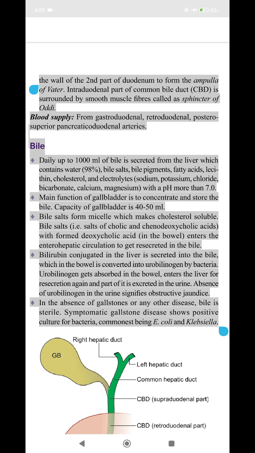Bile. Daily up to 1000 ml of bile is secreted from the liver, which contains water 98%, bile salts, bile pigments, fatty acids, lecithin, cholesterol, and electrolytes: sodium, potassium, chloride, bicarbonate, calcium, magnesium, with a pH more than 7.0. The main function of the gallbladder is to concentrate and store the bile. Capacity of the gallbladder is 40 to 50 ml. Fig. 12.1. Anatomy of gallbladder.